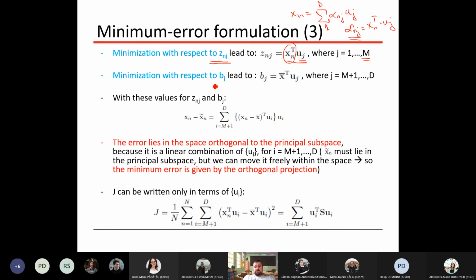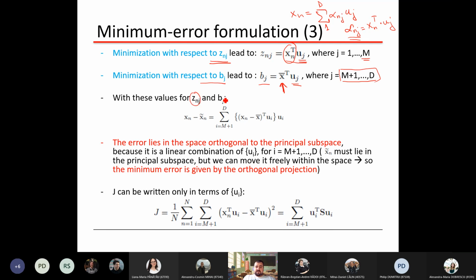Now, when we do the minimization with respect to b_j, we will get that b_j is the mean of the data set projected on those basis functions, for all the basis functions that I'm not allowed to retain. Okay? So for all those dimensions from m plus 1 to d that will not be part of the principal subspace.